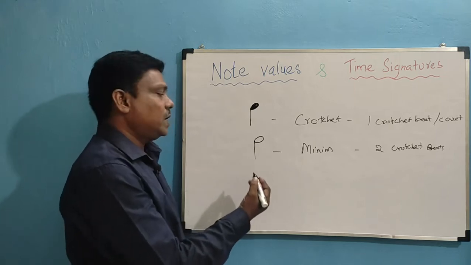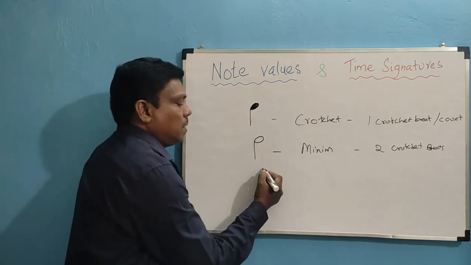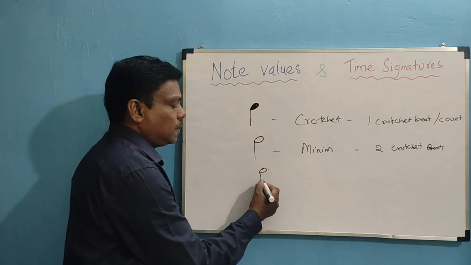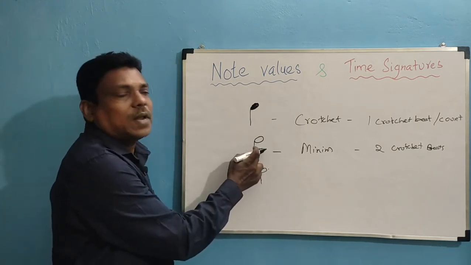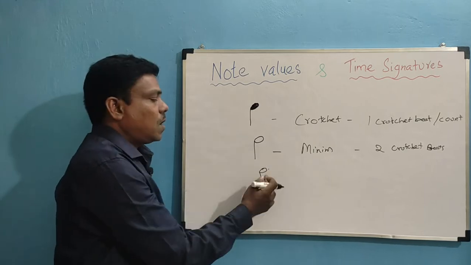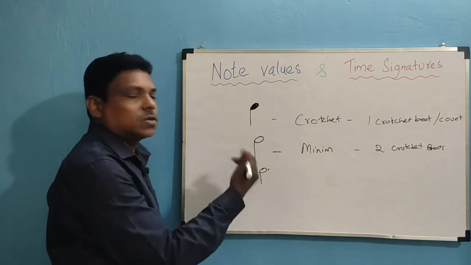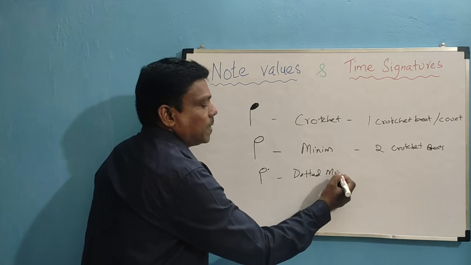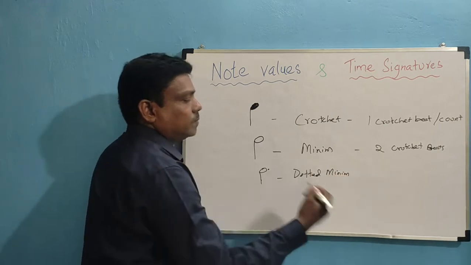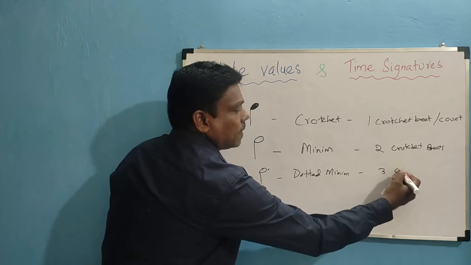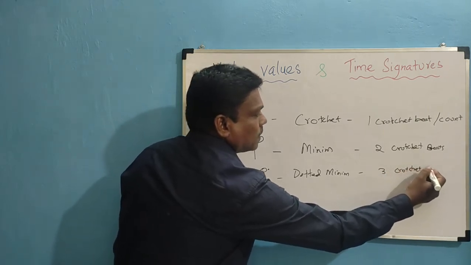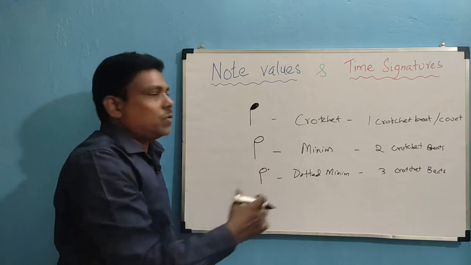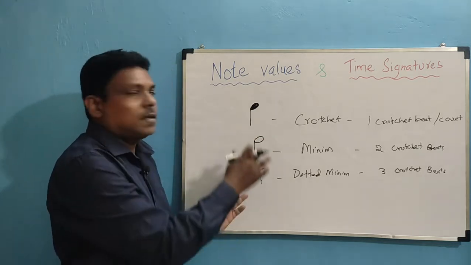And then the next value will be the same kind of white note head, along with this you'll have a dot. A white note head, same as the minim, along with that you will have a dot. So this is called a dotted minim, a minim with a dot. Its value is three crotchet beats. I'll play and show you how it will sound, how long you have to hold. So just understand the symbols.